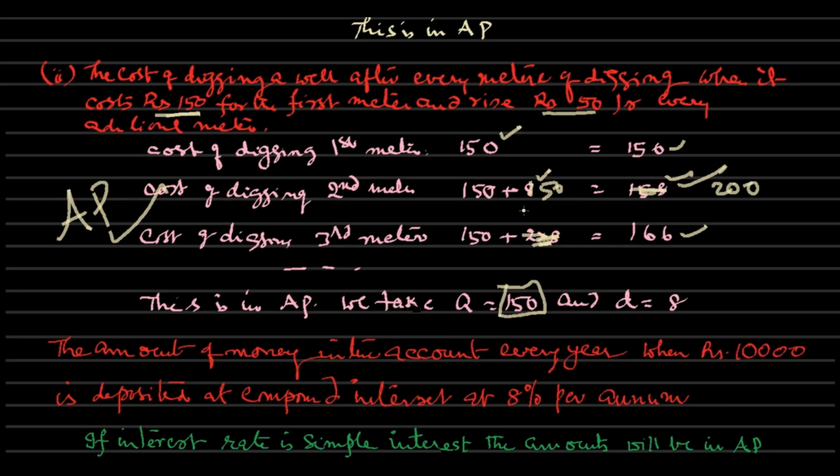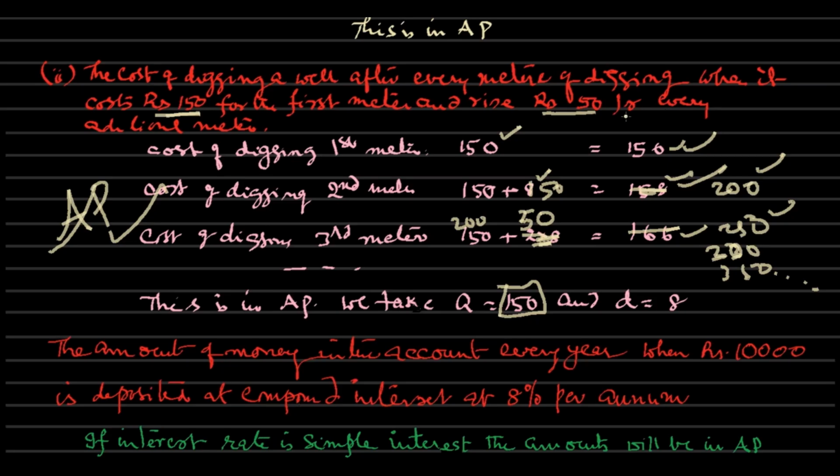200 plus 50. Or 150 plus 50 is 200. 200 plus 50 is 250. So 150, 200, 250, 300, 350, like that it goes. So this is in AP. This problem you should correct.